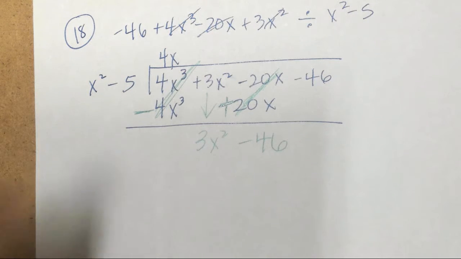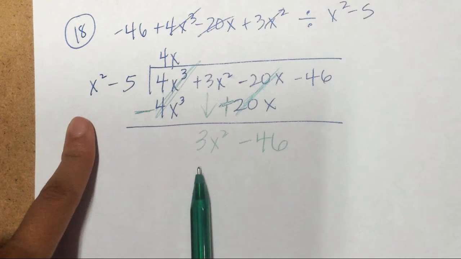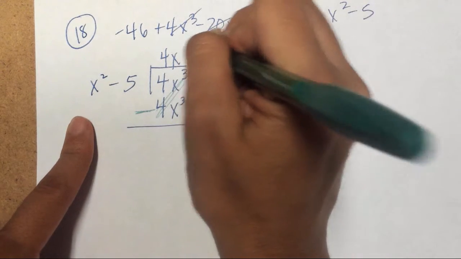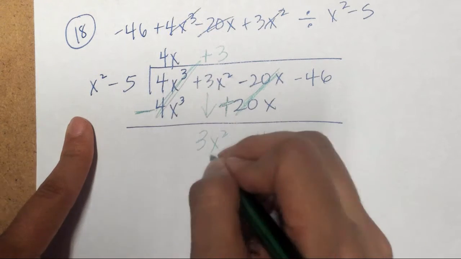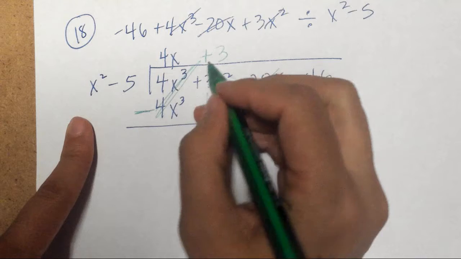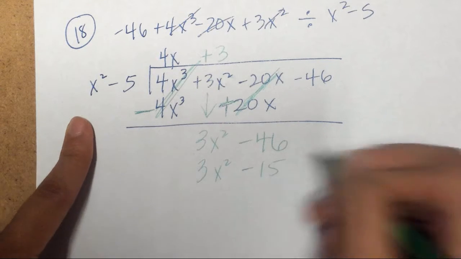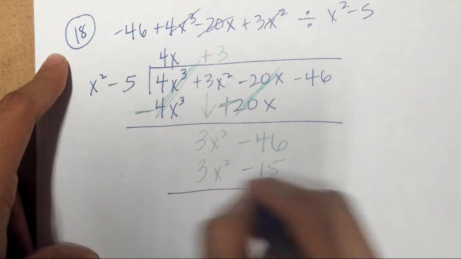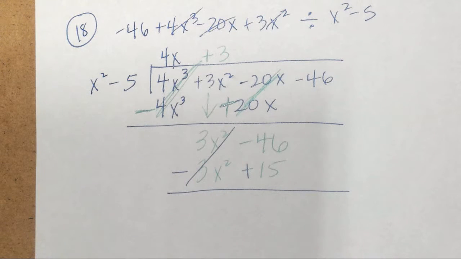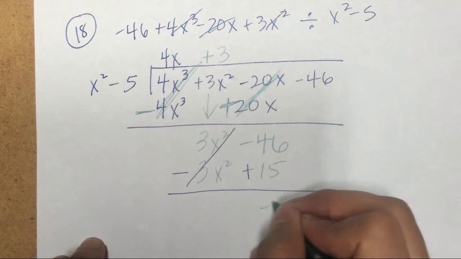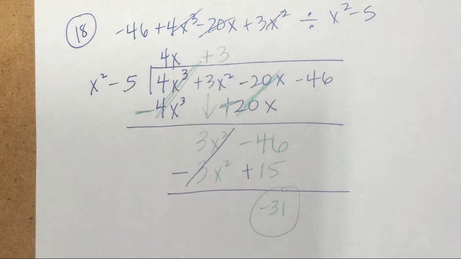So then I ask myself, x squared times what gives me 3x squared? Positive 3. That's what I'm missing. Now multiply. 3 times x squared is 3x squared. 3 times negative 5 is negative 15. Draw the line, change the sign. Alright, so then I have negative 46 plus 15. That gives me negative 31. This is now my remainder.